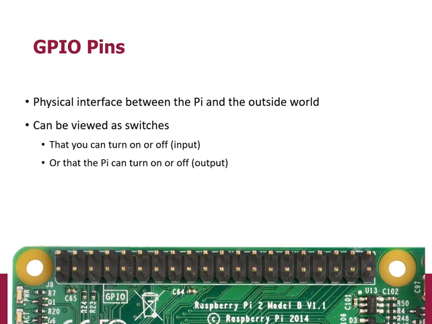This flexibility makes the Raspberry Pi a powerful tool for building a wide range of projects, from simple LED circuits to complex IoT applications. This particular image shows the GPIO pins in Raspberry Pi, I think 2. Yeah, we can see Raspberry Pi 2 Model B, but the concept is the same across Raspberry Pi models.